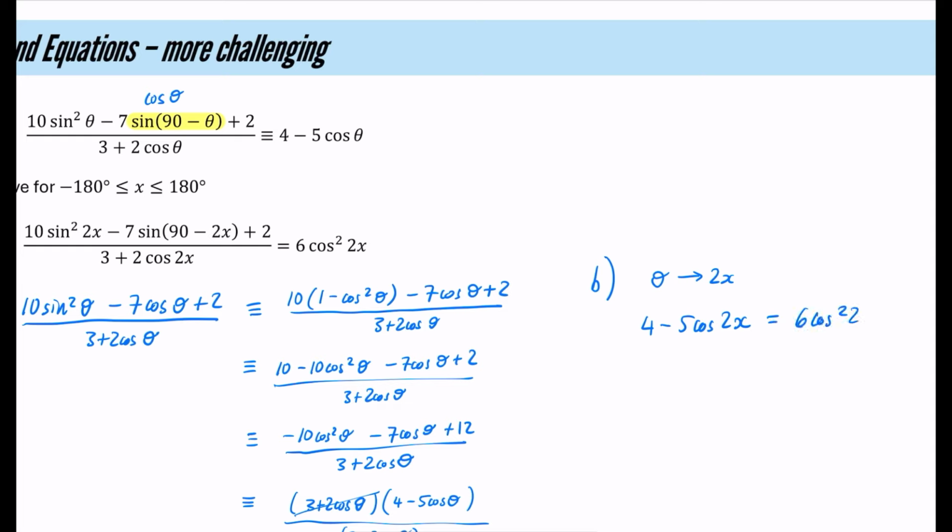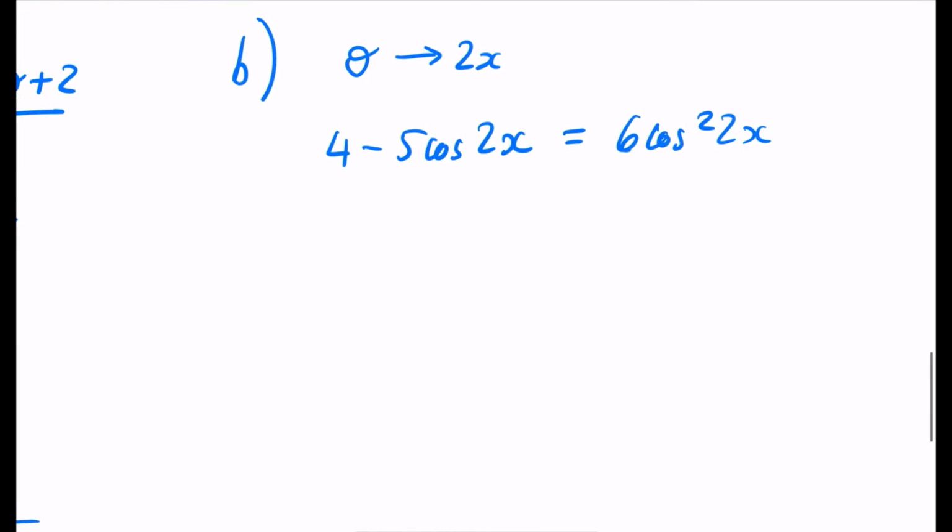6 cos squared 2x. Now the range is between minus 180 and 180, so I'm going to change that range as well. When I change it to a 2x, it will be between minus 360 and 360 degrees. So put this as a quadratic. I think this looks like a pseudo-quadratic. We have our 6 cos squared 2x plus 5 cos 2x minus 4.